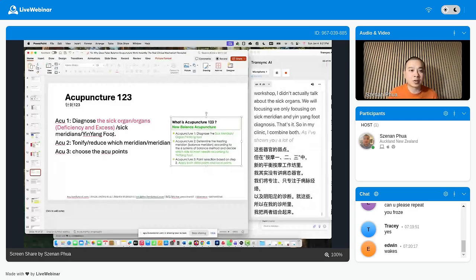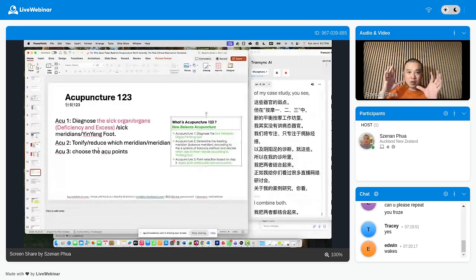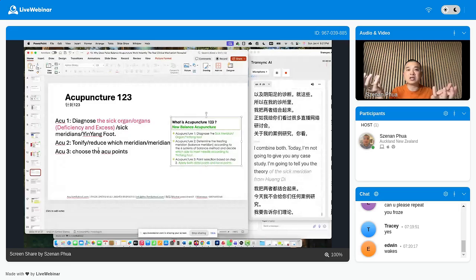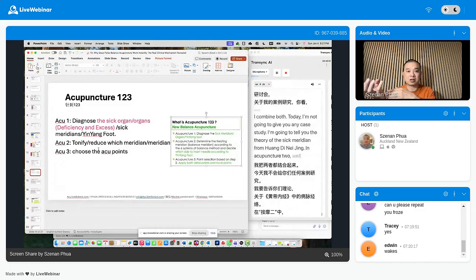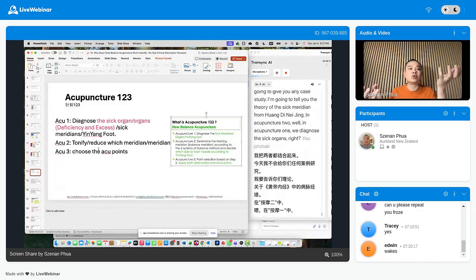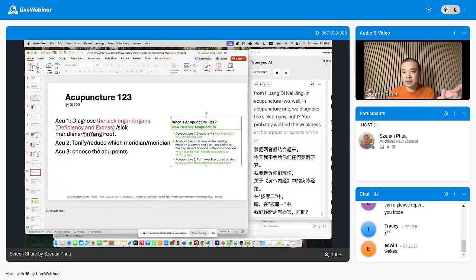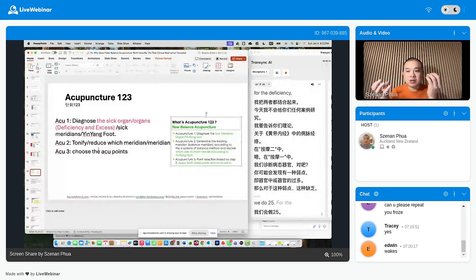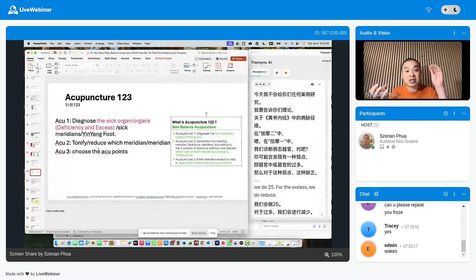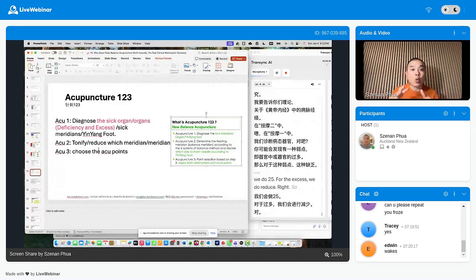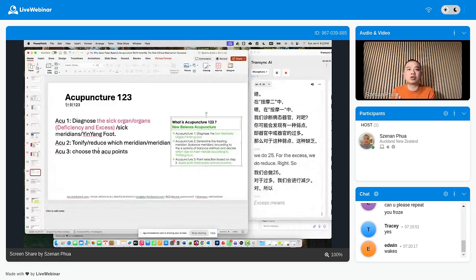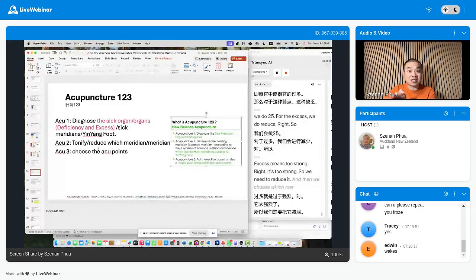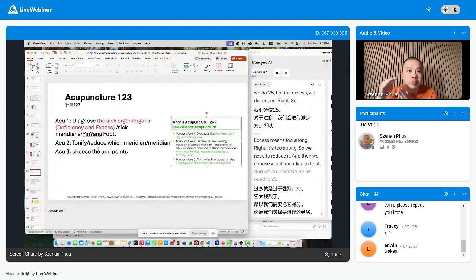In acupuncture 1, we diagnose the 6 organs, right? You probably find the weakness in the organs or excess of the organs. Then for the weakness, for the deficiency, we do tonify. For the excess, we do reduce. Excess means too strong, so we need to reduce it. And then we choose which meridian to treat. Which meridian do we need to tonify? Which meridian do we need to reduce? Does it make sense? That's step 2, which is treatment principle.